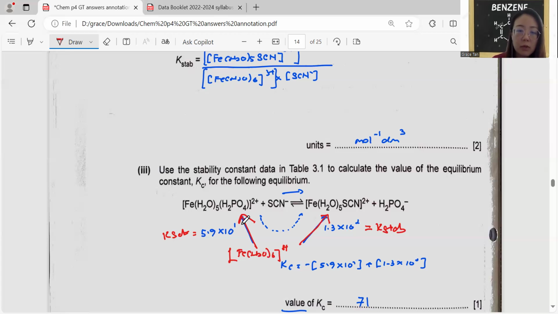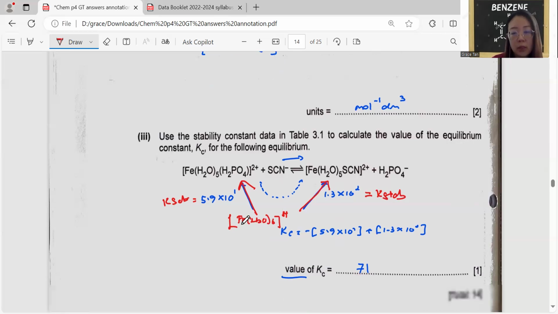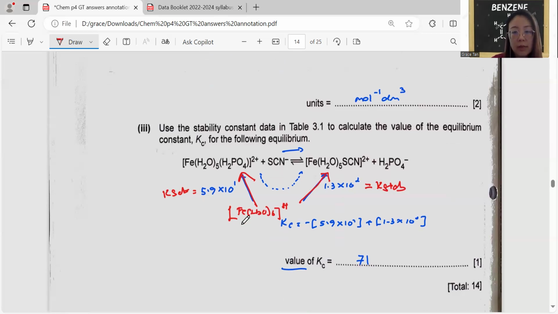So direct equals to indirect. Therefore, you need to take a minus 5.9 times 10 to the power of 1, and you plus a 1.3 times 10 to the power of 2. Okay, so my answer comes out as 71. Direct equals to indirect, that's according to Hess's law.